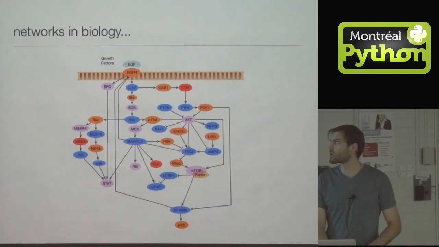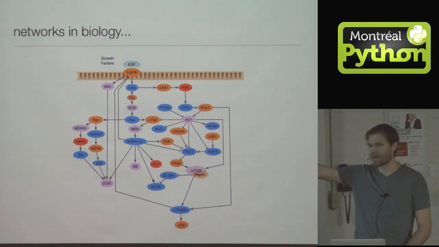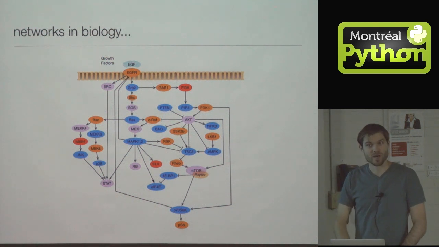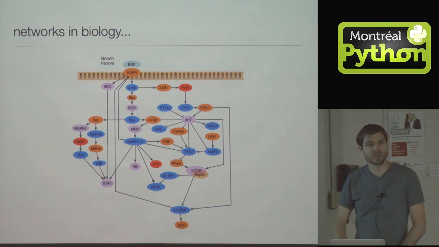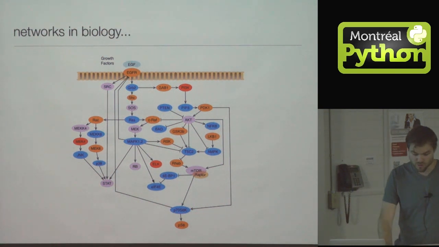Another area that we've worked on is biology. This is a very abstract representation of something that's happening in your cells right now. This is the EGFR pathway. It's responsible for cell growth. It's also responsible for a lot of cancer growth. But ultimately, it's another network. There's a bunch of molecules, the molecules interact with one another, and they produce biological processes. And so we would be interested in understanding the way that those work as well.